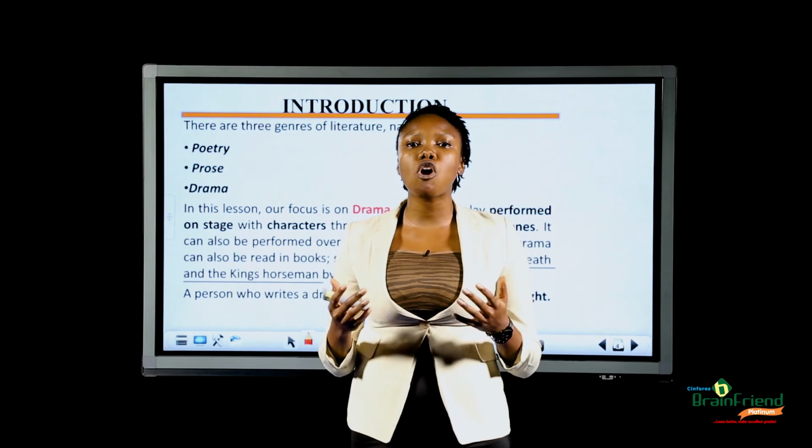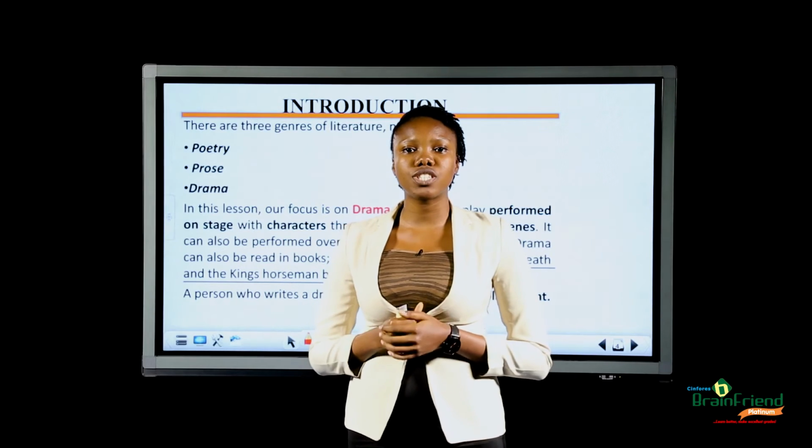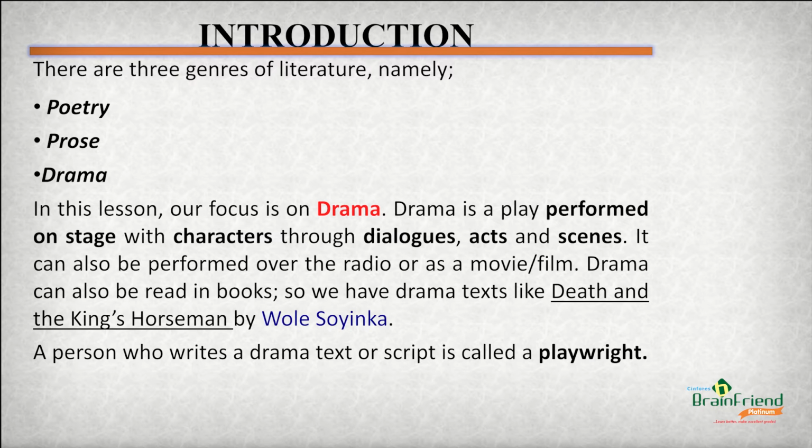Drama is a form of literature acted on stage by characters. These characters communicate through dialogue. Drama is also divided into acts and scenes. An example of a drama text is Death and the King's Horseman by Wole Soyinka. The person who writes a drama text is known as a playwright.